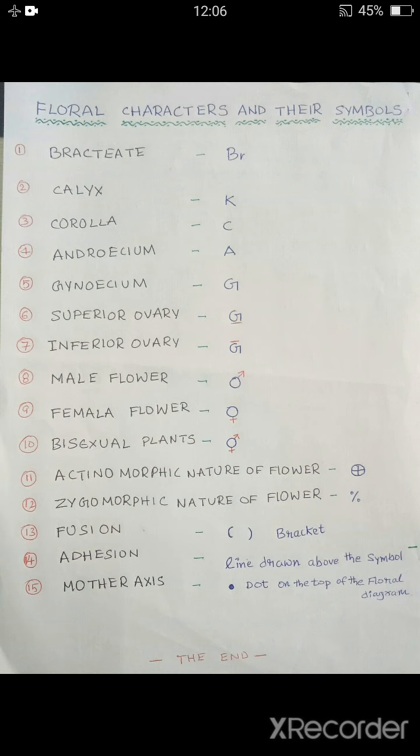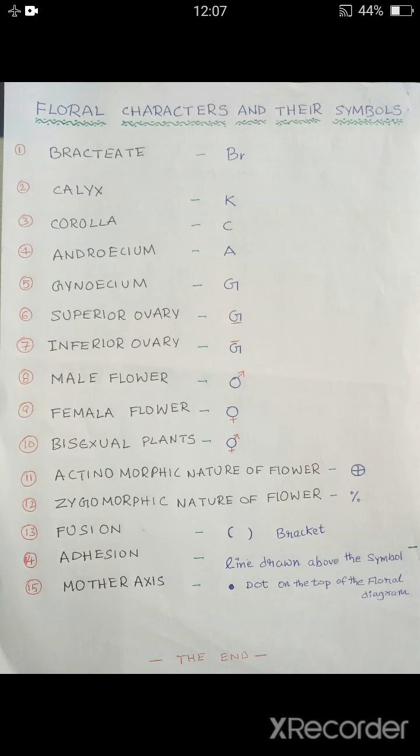Now coming to the sixth one, superior ovary. Superior ovary is indicated by a capital G with the bar below the G. Why? Because the gynoecium is at the top position, and the rest of the floral parts are presented below the ovary, below the gynoecium. So the bar is indicated below the G. This symbol is meant for superior ovary.